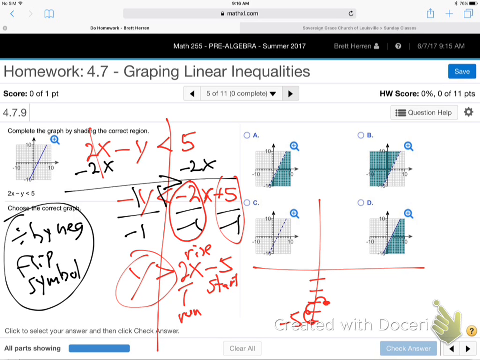So is this going to be a solid line or a dotted line? Yeah, it's no equals, so we don't want the solid line. We can only do it dotted. Like that. That makes sense. We good like that?